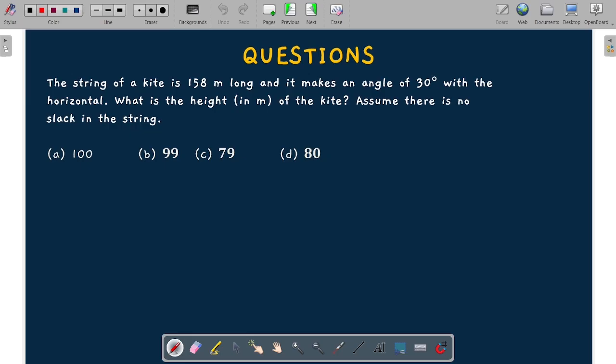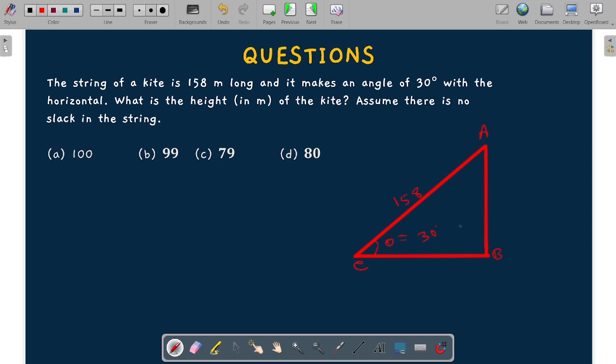नेक्स्ट क्वेश्चन. स्ट्रिंग ऑफ ए काइट इज 158 मीटर लॉन्ग. पहले हम लोग ड्रॉ करते हैं. ABC triangle and C. This angle theta, angle of elevation. So इसमें दिया है कि string, this is the string, 158 meter long and it makes an angle 30 degree.